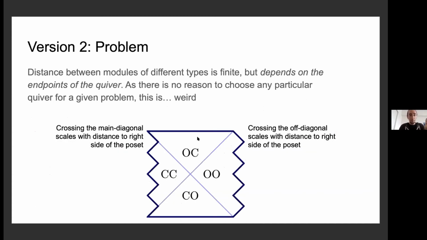There's a new problem. Unlike the block distance, you can compare different types directly, and their distances are finite. However, these distances scale with the left and right endpoints of your finite zigzag structure that you chose. Since that choice is fundamentally arbitrary, a distance depending on that also really did not seem desirable.